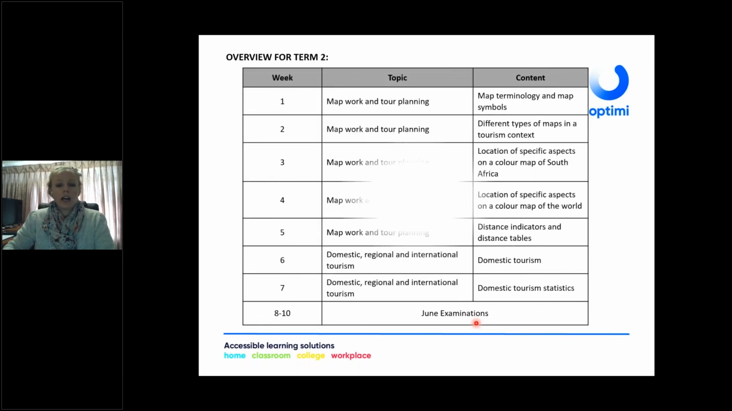For term 2, we had a look at week 1, the different map terminology and map symbols. Week 2, we had a look, especially in the webinar, at the different types of maps in a tourism context. For week 3, you had to look at the location of specific aspects on a color map of South Africa. For week 4, the location of specific aspects on a color map of the world. We also did this in a webinar. For week 5, the distance indicators and distance tables.